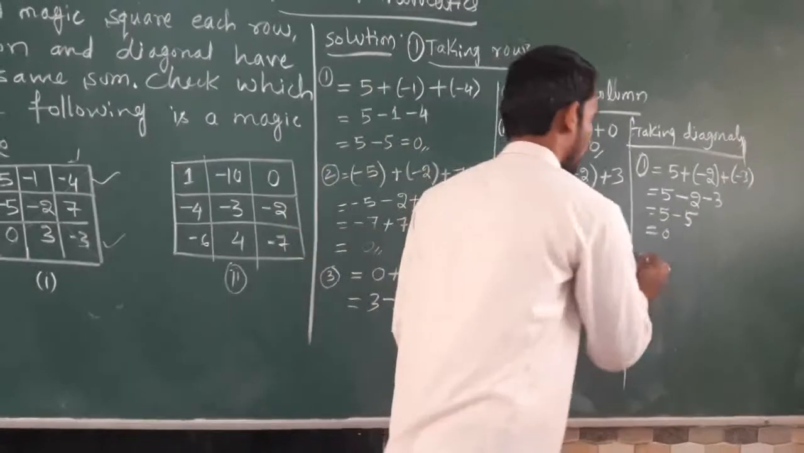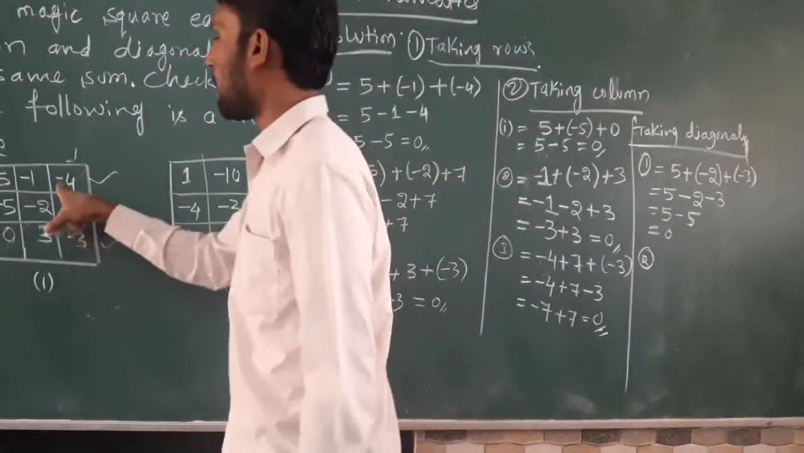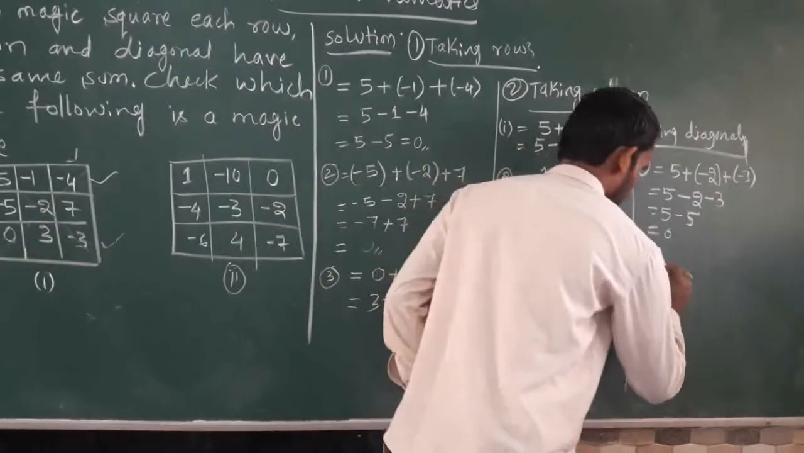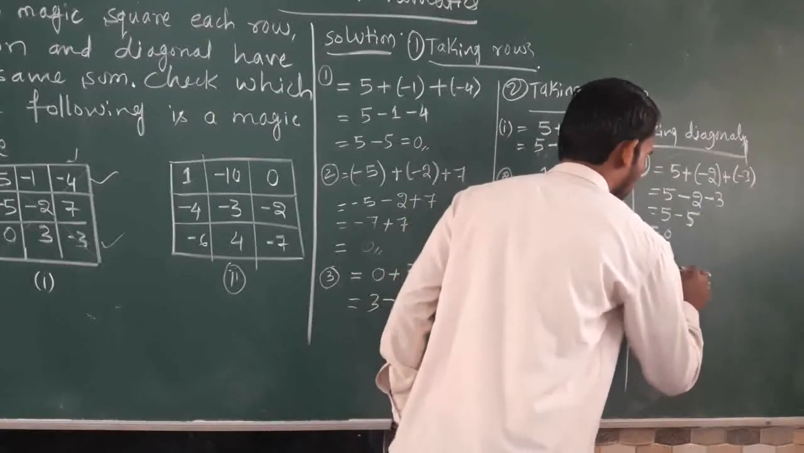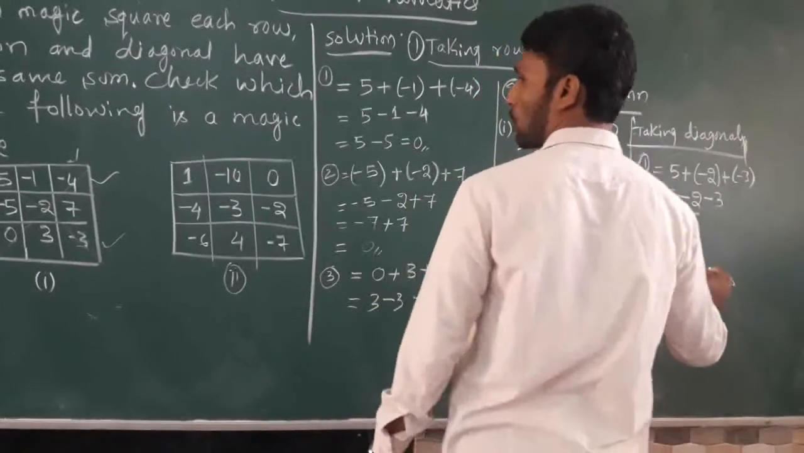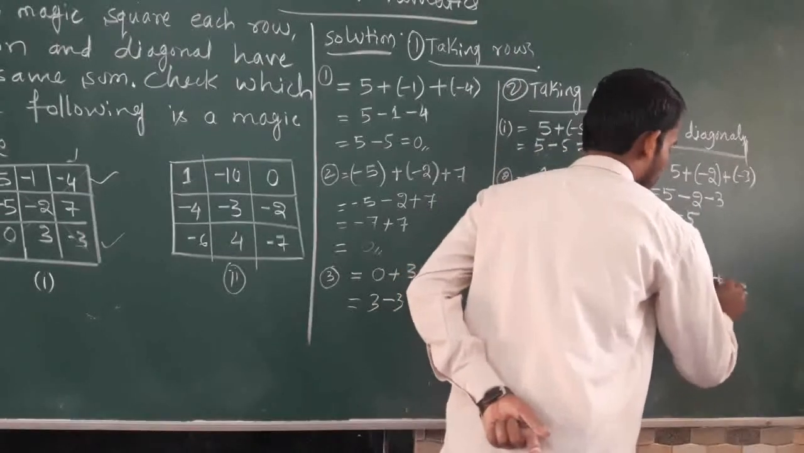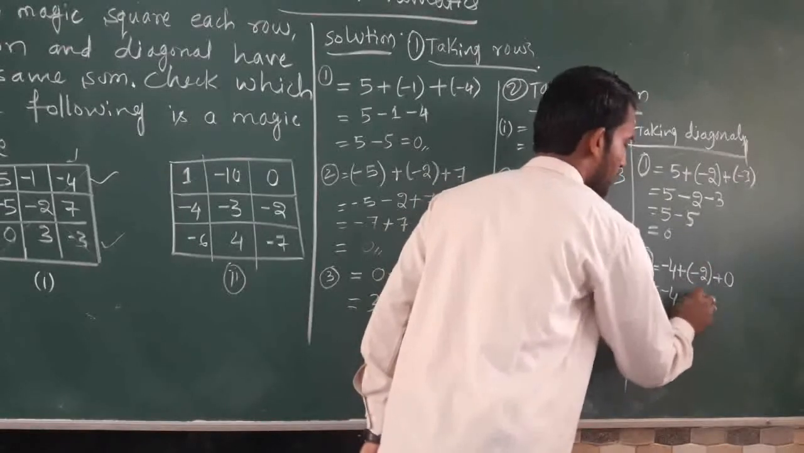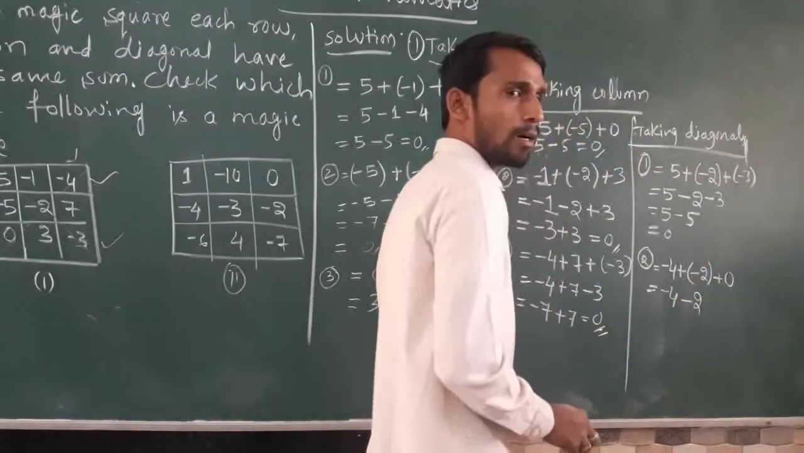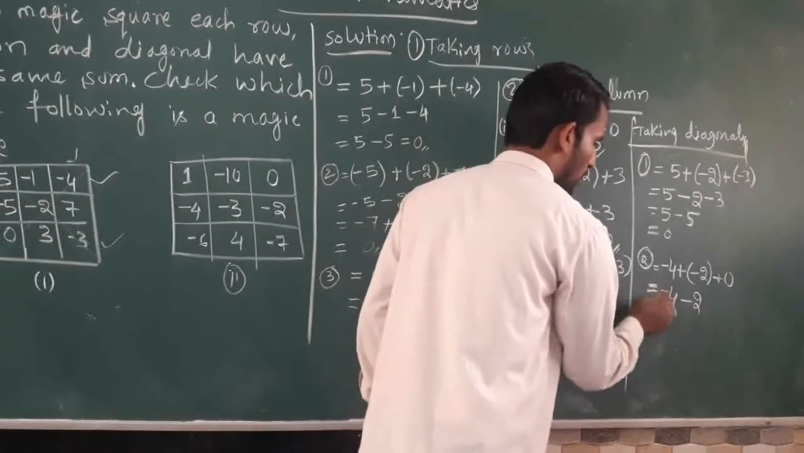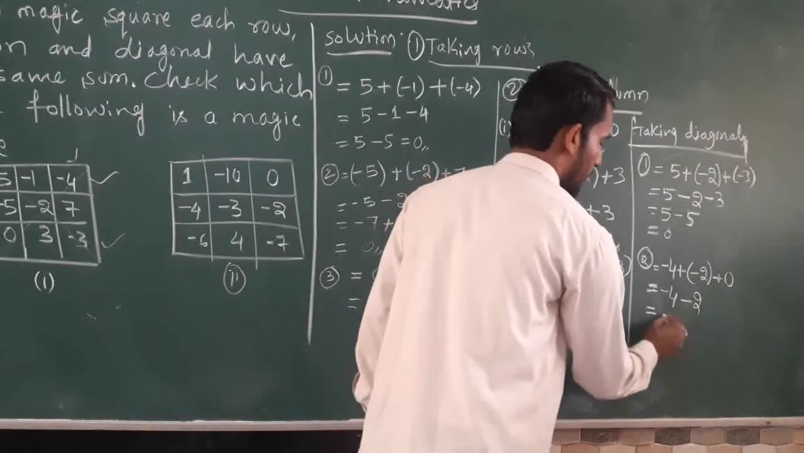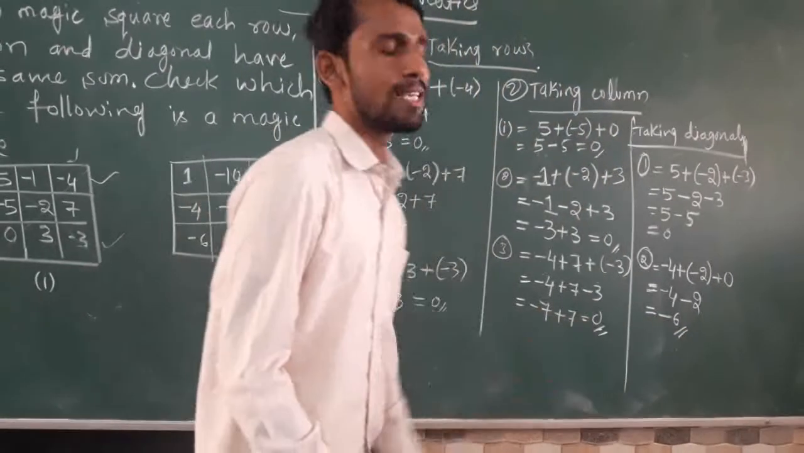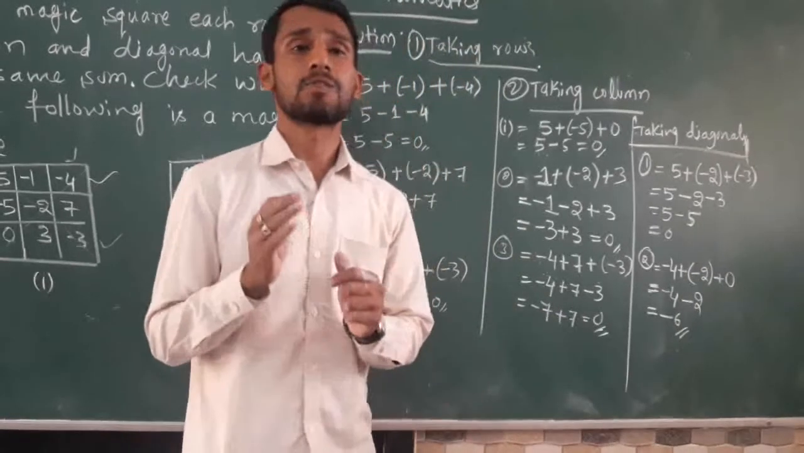Next, the last diagonal I am taking: minus 4, minus 2 and 0. Minus 4 plus minus 2 plus 0. Minus 4 plus into minus 2, and the last one is 0. When we add these two negative integers, we get minus 6. So, this is not a perfect magic square.